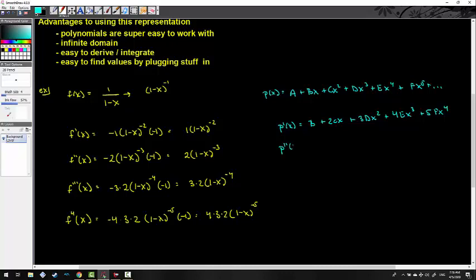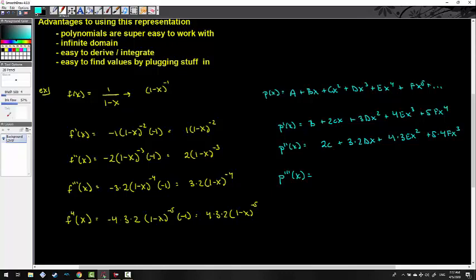So p double prime of x is going to be, the b is going to go away now, so I'll end up with 2c plus 3 times 2dx plus 4 times 3ex squared plus 5 times 4fx cubed. So in the same way how I didn't simplify my multiplications on the left side, I'm not going to do the same thing on the right side. I'm not going to simplify my multiplications. And I think some of you might be seeing why I'm not doing it, but if you don't, it's not a big deal. We will tell that explicitly in just a second here.